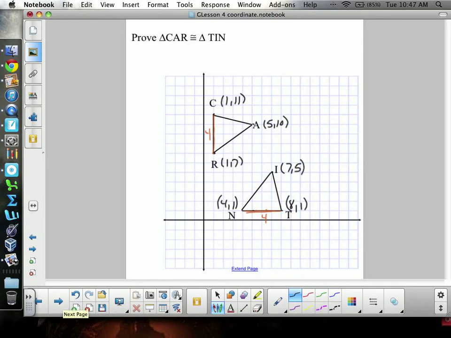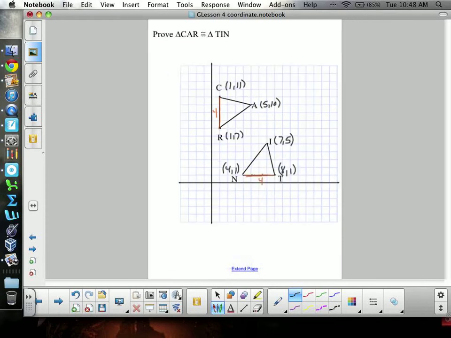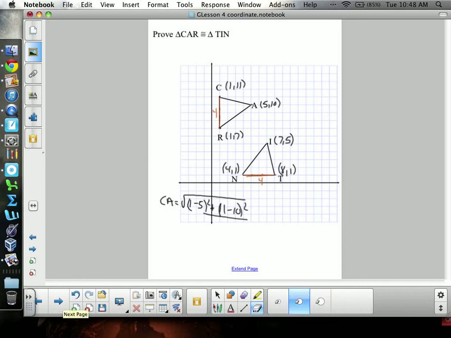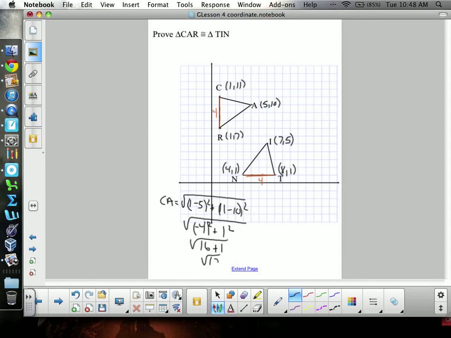All right, so we found the coordinates of our points. Now we start finding the lengths of sides. And when we find lengths of sides, we label what it is we're finding. I already know CR and NT. Let's try CA. And we set it up. 1 minus 5 squared, 11 minus 10 squared. Simplifying 1 minus 5, that's negative 4 squared plus 1 squared. 16 plus 1, that's the square root of 17 is this side.